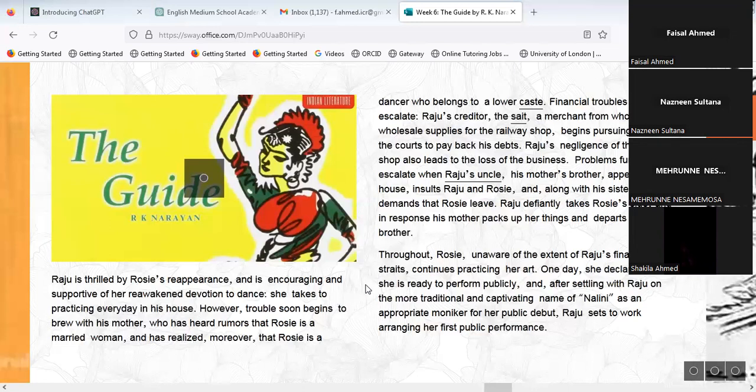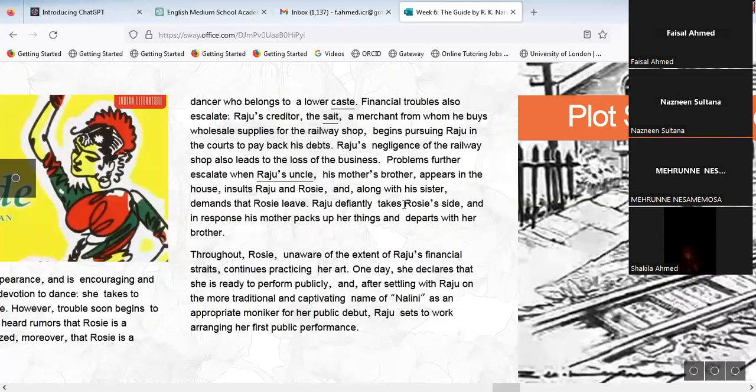So back to the lesson. She takes to practicing every day in Raju's house. I mean, she is now practicing classical dance again. I mean, she has returned to her artistic activity. However, trouble soon begins to brew with his mother, who has heard rumors that Rosie is a married woman, and has realized, moreover, that Rosie is a dancer, okay, who belongs to a lower caste.